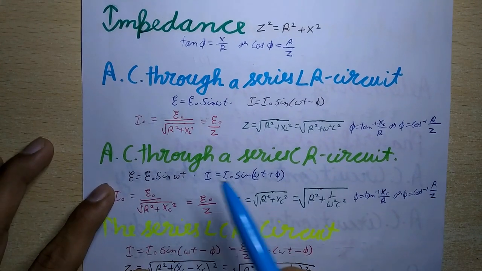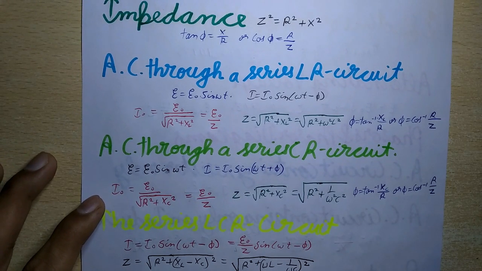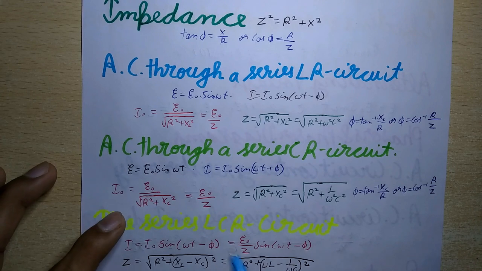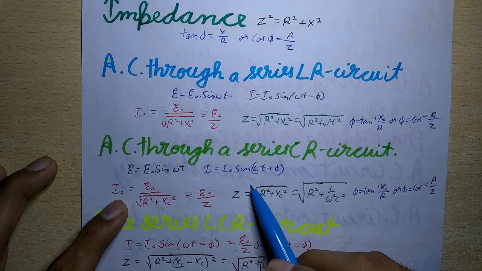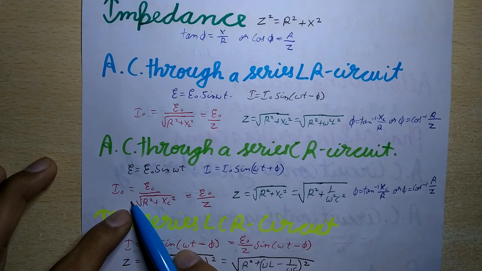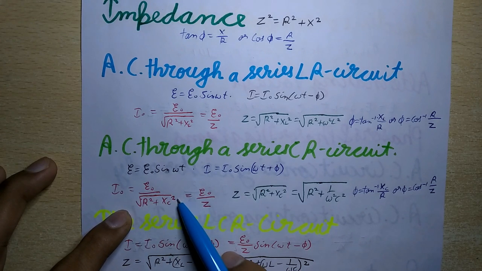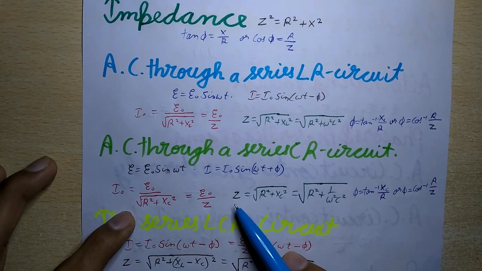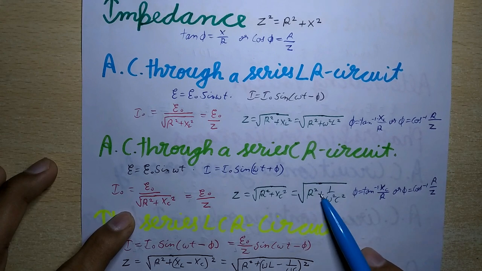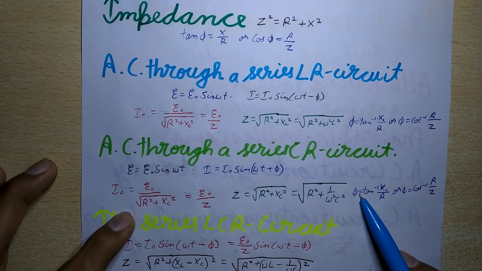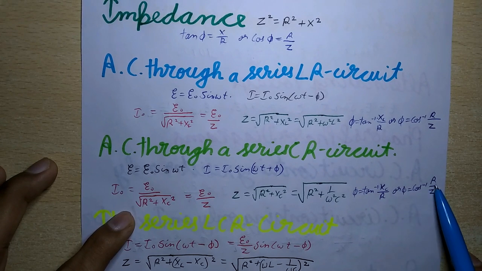or φ = cos⁻¹(R/Z). Now next is AC through a series CR circuit. The alternating current leads the voltage by phase angle φ. Instantaneous voltage is E = E₀ sin ωt, and instantaneous current is I = I₀ sin(ωt + φ). Here the expression for peak current I₀ = E₀/√(R² + XC²) = E₀/Z. And the impedance Z = √(R² + XC²) = √(R² + 1/ω²C²). And the phase angle φ = tan⁻¹(XC/R), or φ = cos⁻¹(R/Z).